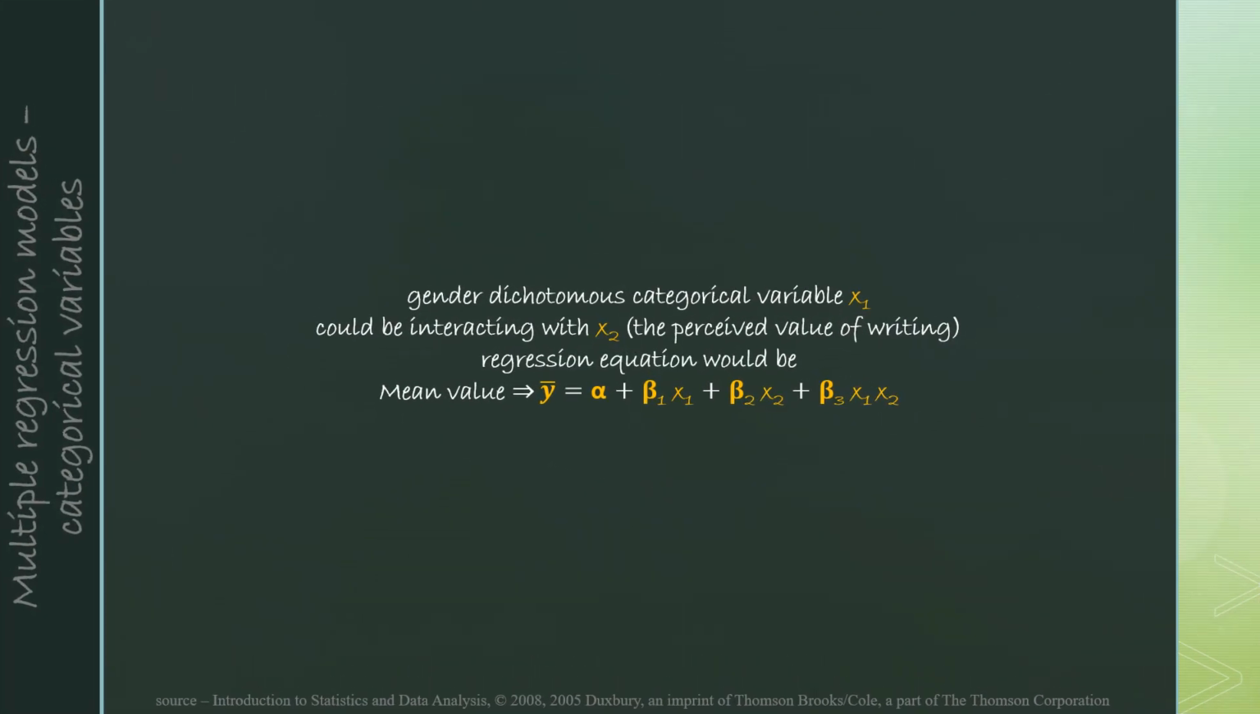Note, it is sometimes possible that the gender dichotomous categorical variable x1 could be interacting with x2, the perceived value of writing, in which case the regression equation would be mean value y bar equals alpha plus beta 1 multiplied by x1 plus beta 2 multiplied by x2 plus beta 3 multiplied by x1 multiplied by x2.